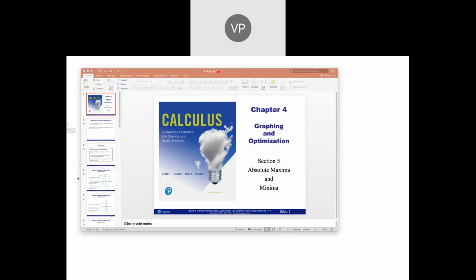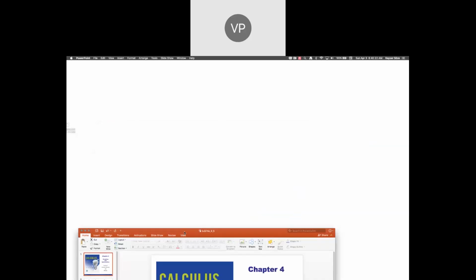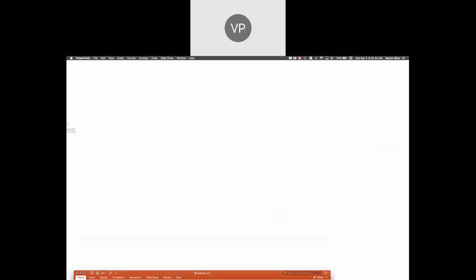So I'll show you a quick example of the difference between the local maximums and the absolute maximums. If you have a graph that looks like this, we know that this is a local max, and this right here is a local min. We've spent a lot of time figuring out how to get each of those points exactly.